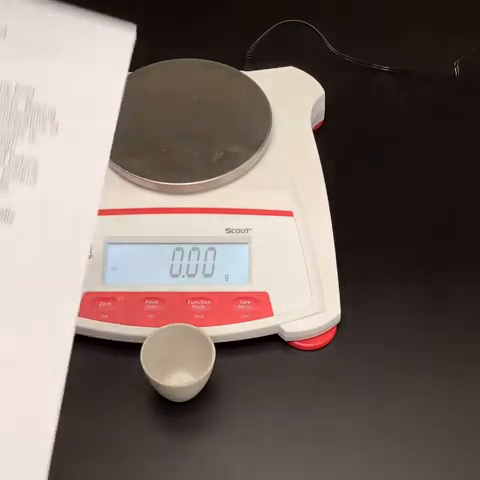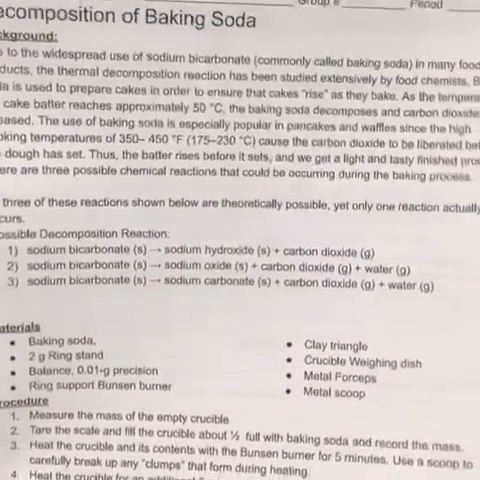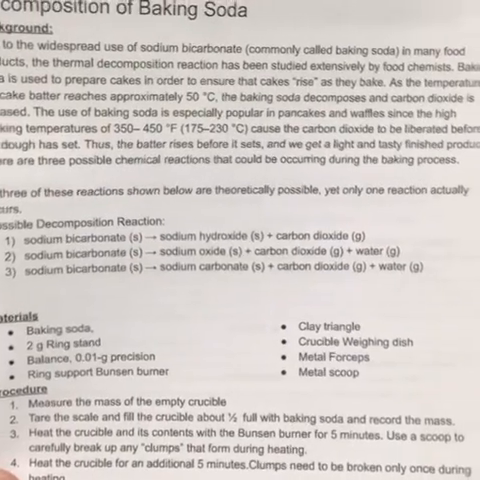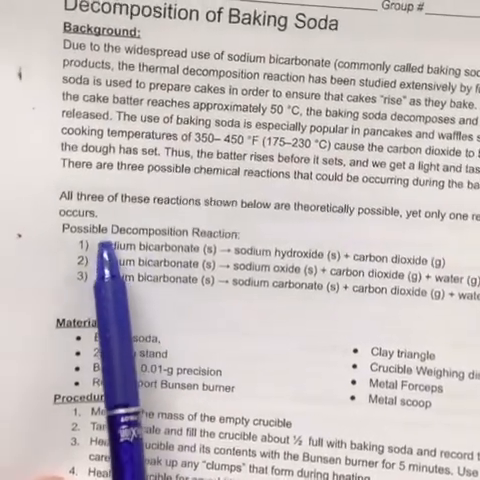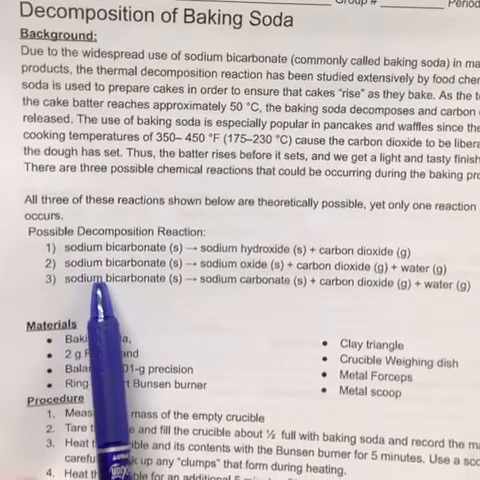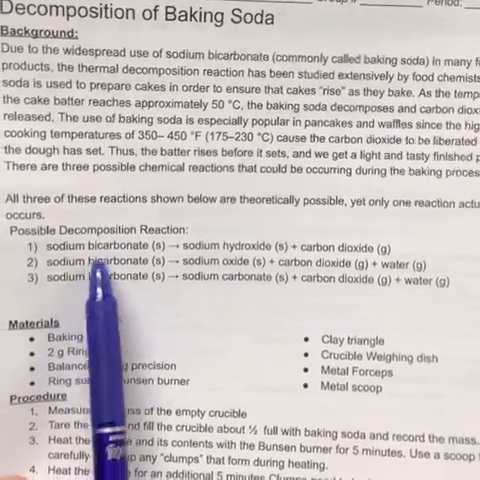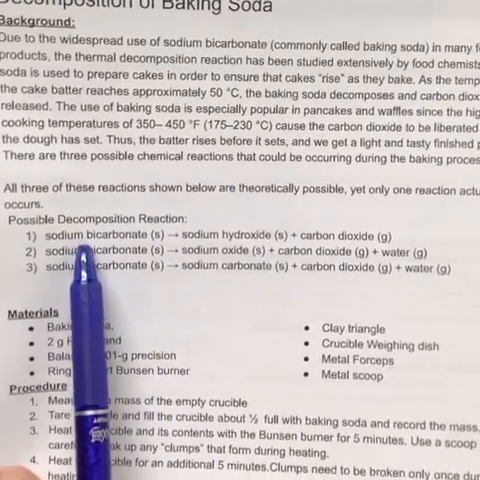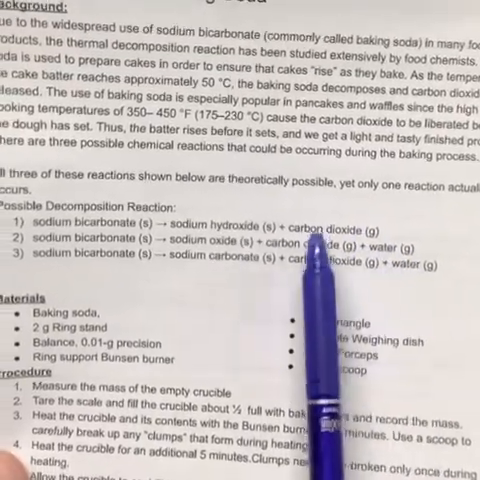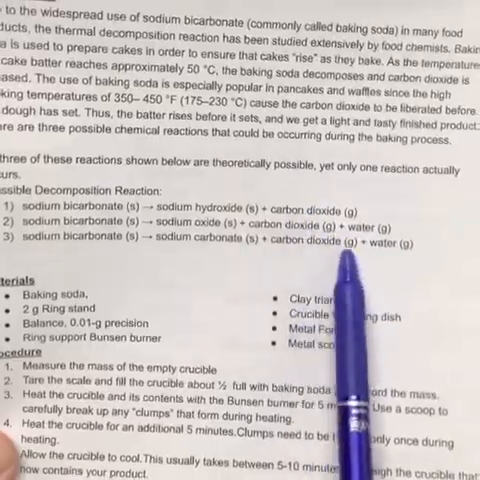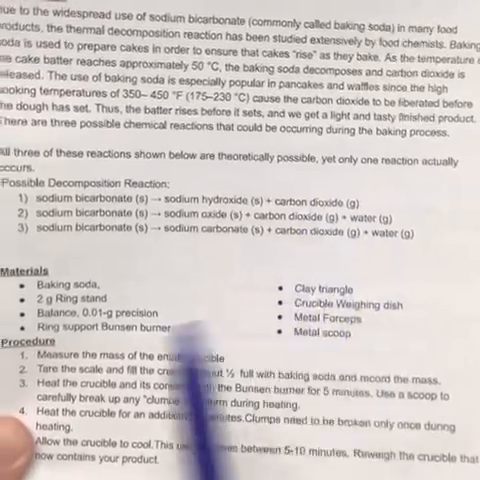Now, the reason that we like baking soda is because one of the neat things about it is it produces carbon dioxide when you start to heat it up. It goes through a decomposition reaction. So if we're looking here, we'll see that written on your lab are 3 possible decomposition reactions. So we have sodium bicarbonate, which is the chemical formula for baking soda, decomposing, and in every single one of these equations, carbon dioxide is one of our results. The carbon dioxide is a gas, and that's what's important for baking.